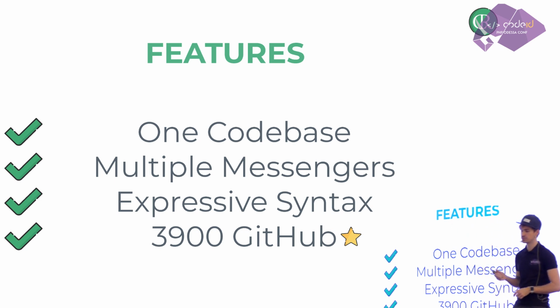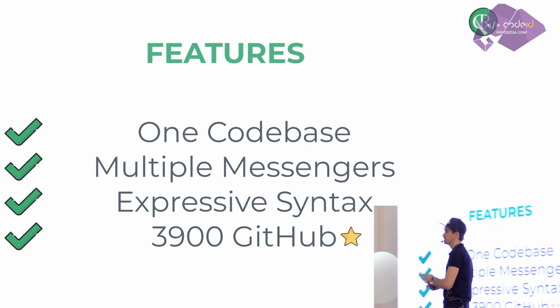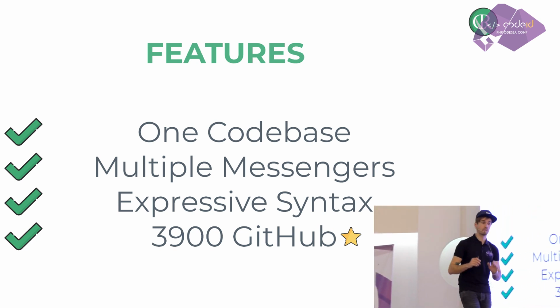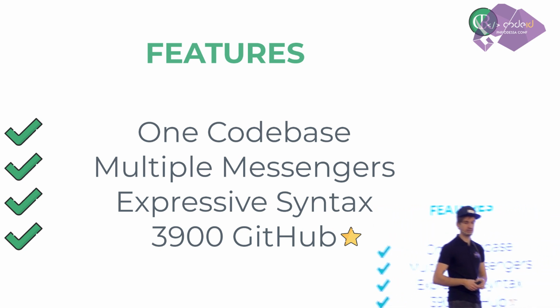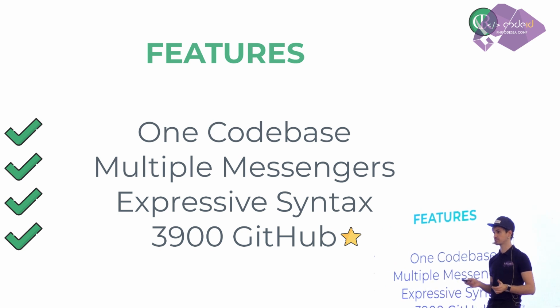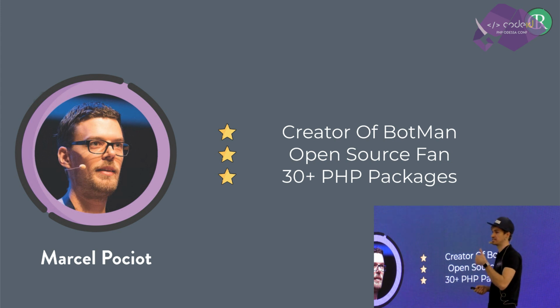And it's really cool because you can use almost one code base to support multiple messengers. So this means every messenger is different in the objects that you need to send to them. The endpoints are different. They require a token. But all of this Botman will take care of for you, and you can write your code, and it almost works for all messengers. It has a very expressive syntax, easy to read, good to understand, and a lot of stars on GitHub. It's by the way from Marcel Pociot. Not sure if you know him. He's quite active in the PHP community. Has a lot of packages, and also a nice guy.